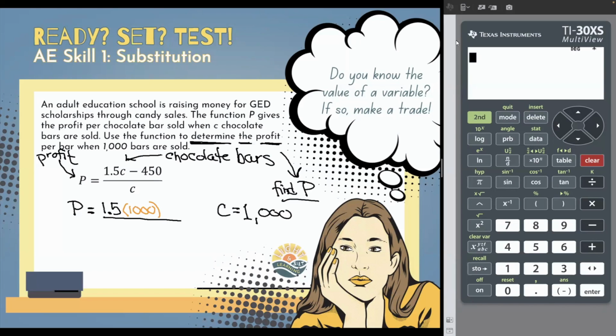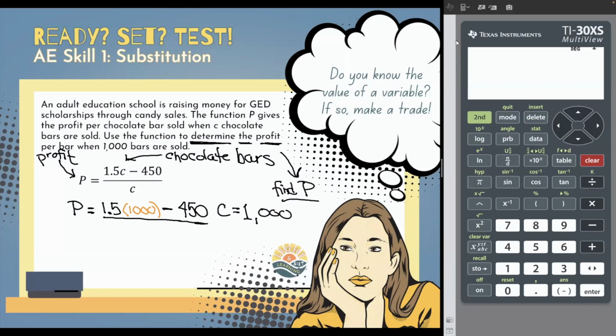Now, notice I put it in parentheses. Why did I put it in parentheses, you guys? You know this. Because 1.5 and C were shoved together, they were multiplying. I need some kind of signal for that once I trade it out as a number. My minus will stay the same. My 450 will stay the same.